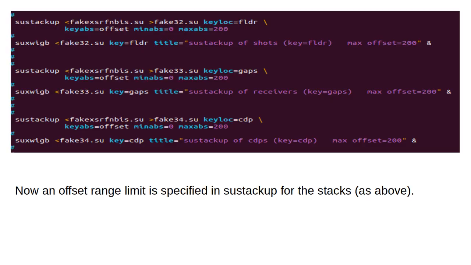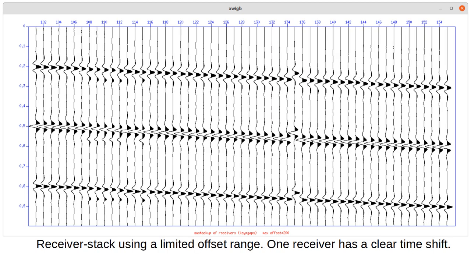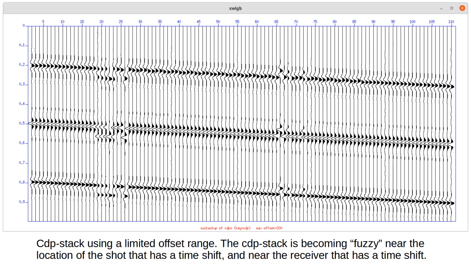Now, an offset range limit is specified in sustackup for the stacks, as shown above. Shot stack using a limited offset range. One shot has a clear time shift. Receiver stack using a limited offset range. One receiver has a clear time shift. CDP stack using a limited offset range. The CDP stack is becoming fuzzy near the location of the shot that has the time shift and near the receiver that has the time shift.